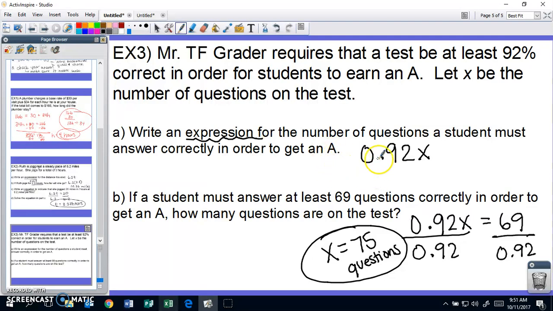This is saying 92% of all of the questions would get you that A. If that is your expression, and if you have to get 69 questions correctly, well, 92% of how many questions equals 69? So when you solve that equation, there had to be 75 questions on the test. Don't forget that label. Yes, ma'am.